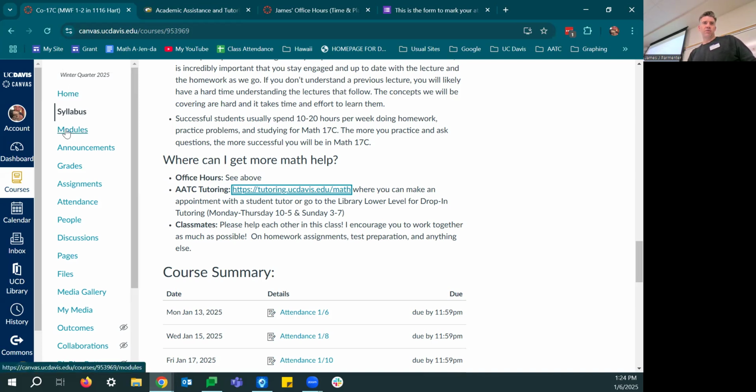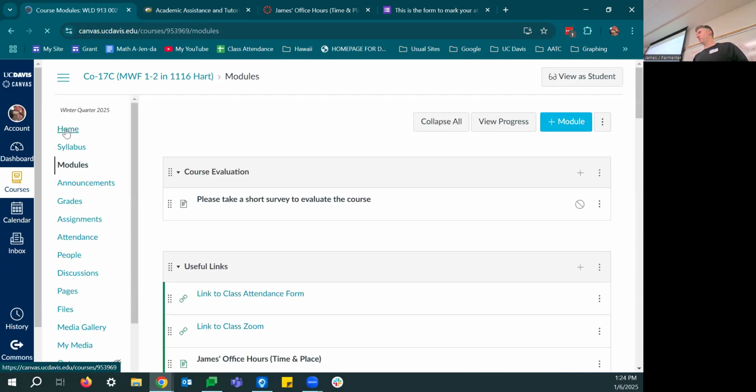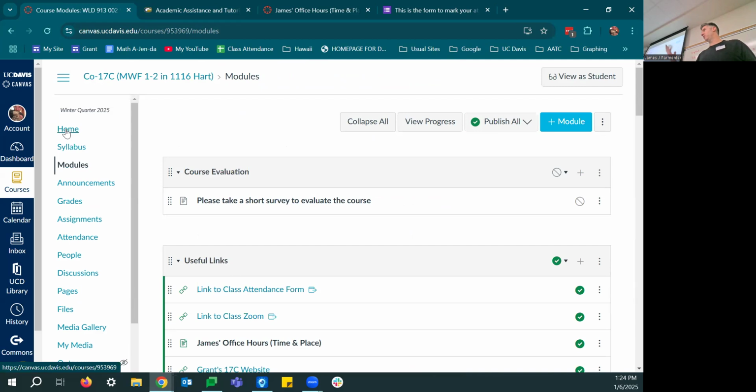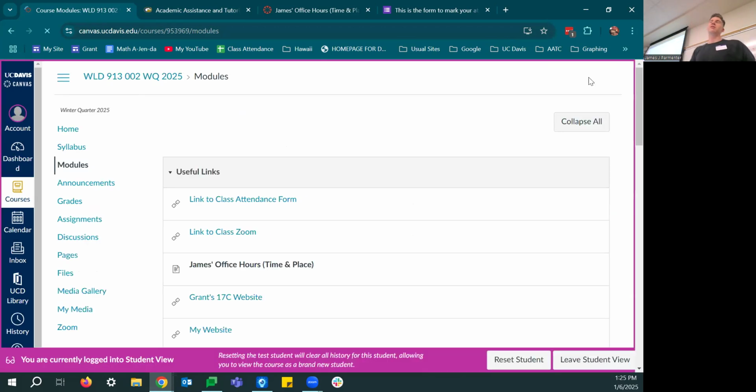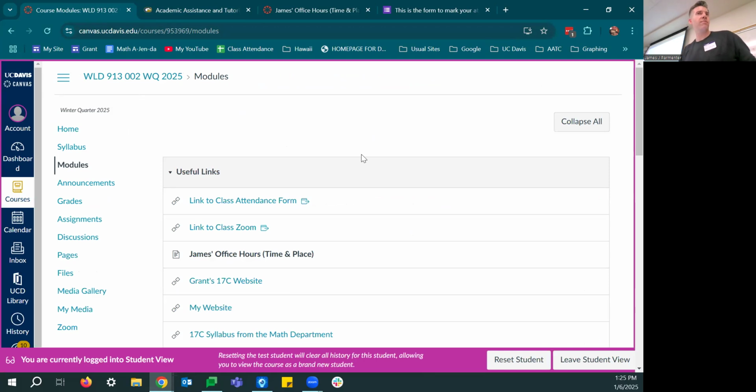Cool, let's look at the modules, which is where you'll find anything useful in this class, which will definitely be the homepage very shortly. So right now, the homepage is the syllabus. I'll change that probably next week. Well, let me go to the student view here so you guys don't see all my secrets. There's a few things on there I don't want you to see just yet because you're not ready for it.